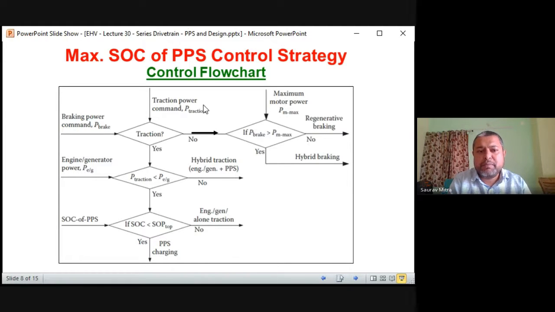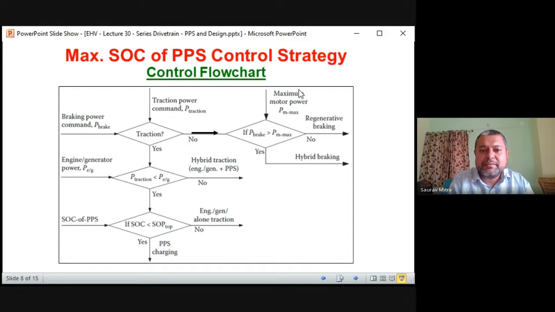So P brake and P traction, both are coming here. Whether we want to take the vehicle forward, or we want to slow the vehicle, or we want to do some braking. Traction means going forward, no braking. So traction is the opposite of braking, you can understand. So is it traction or braking? Yes, it is traction, so traction means it will go below. If it is braking, that means braking power is more and traction power is less. In that case, it will go in this direction.